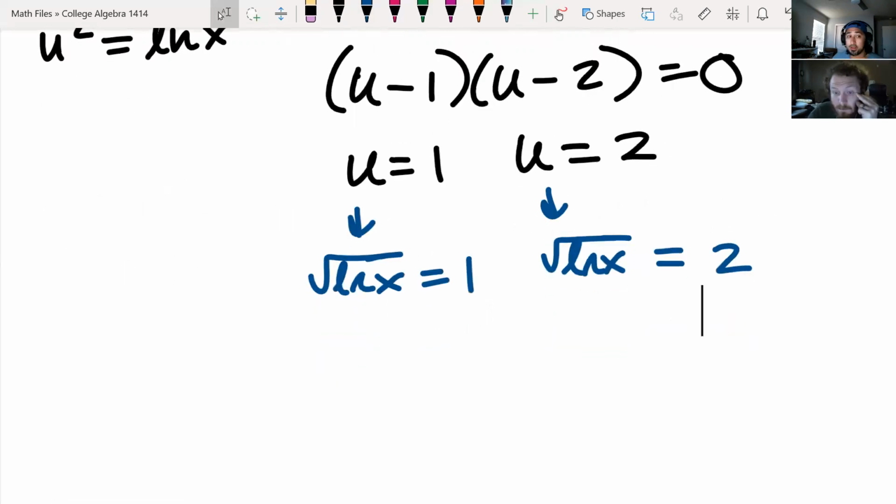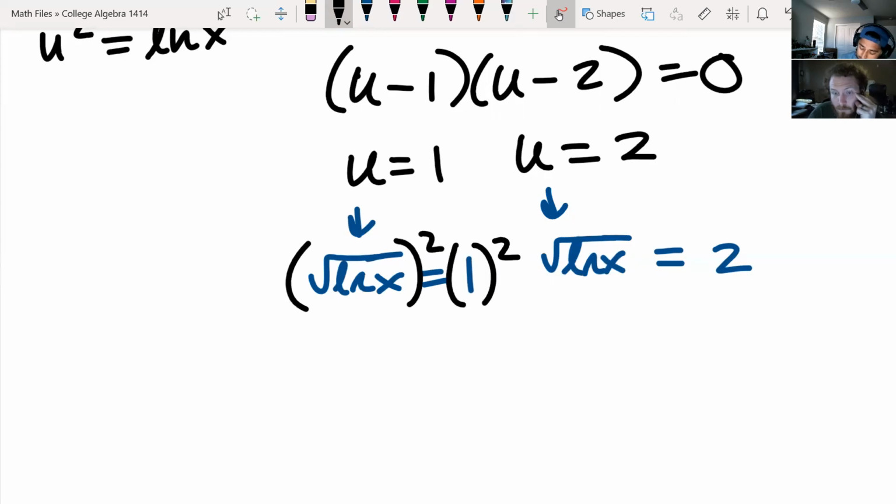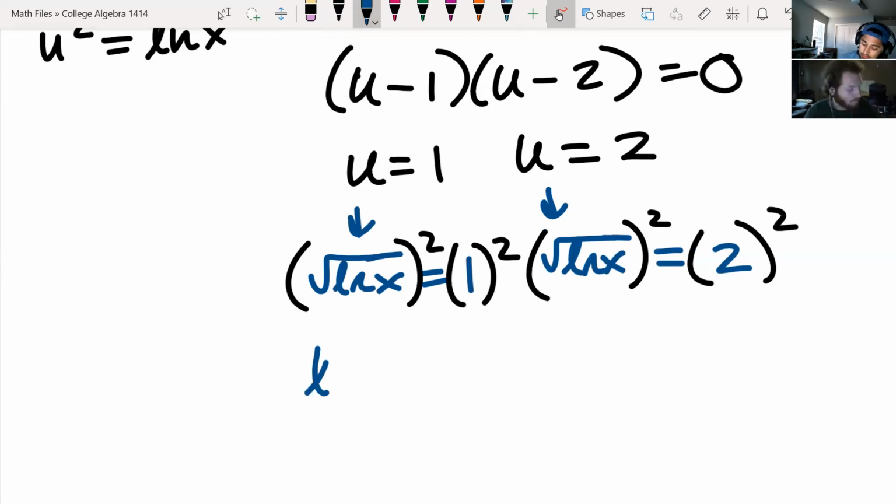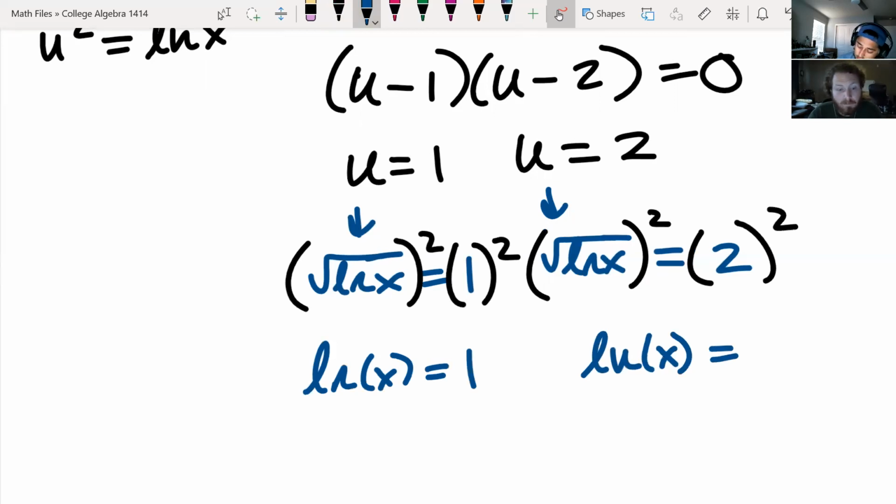So now we have to get rid of that square root. So this means we're going to square both sides. And we will get natural log x equal to 1 and natural log x equal to 4.